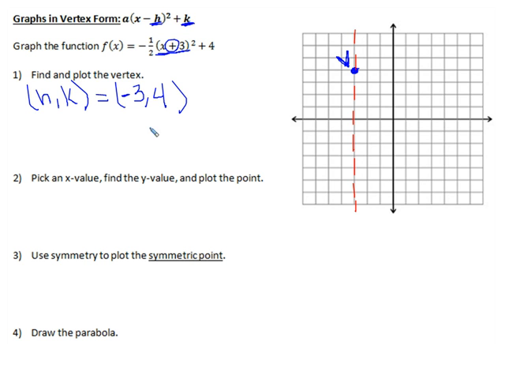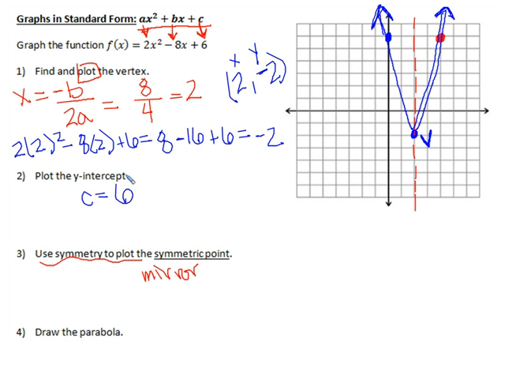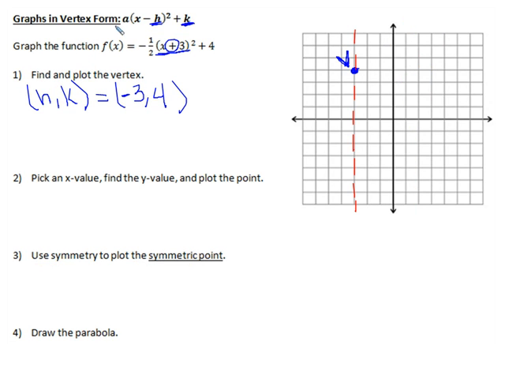Alrighty, let's go into step 2: pick an x value, find the y value, and plot the point. This is when it gets a little bit different from the one before. If we go back to standard form, our second step was to plot the y-intercept, and that was nice because we knew that value was c. But notice how in this case we don't have a c value. We have an h and a k, which is our vertex, and the a value is just telling us: does it open up, does it open down, is it narrow, is it wide? We don't have a c value that tells us the y-intercept.